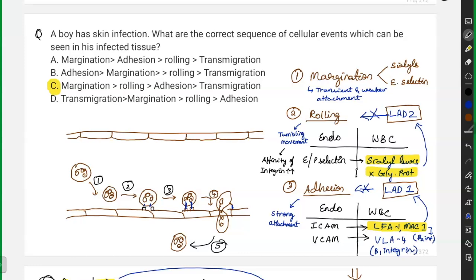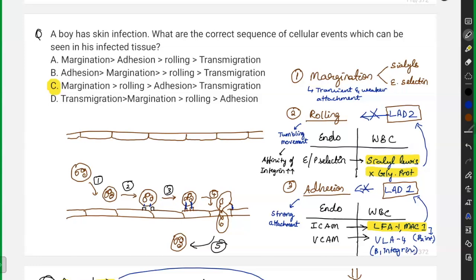Now, you all know that there is going to be margination and rolling adhesion taking place inside the lumen. So what is pavementing? Pavementing is when the endothelium appears to be lined by WBC due to margination. This is called pavementing. Now, what is the endothelial cell expression of E-selectin? It is a hallmark of acute cytokine mediated inflammation.